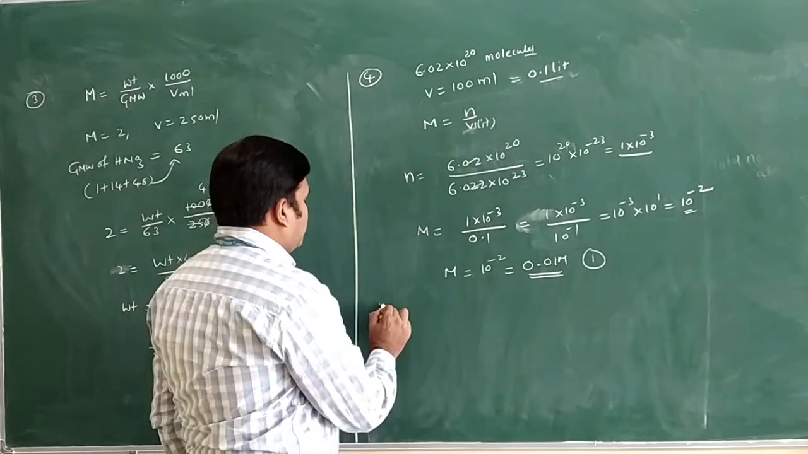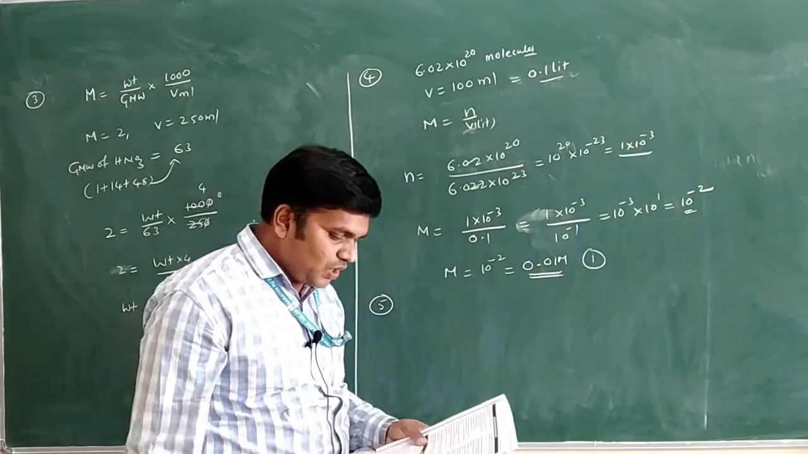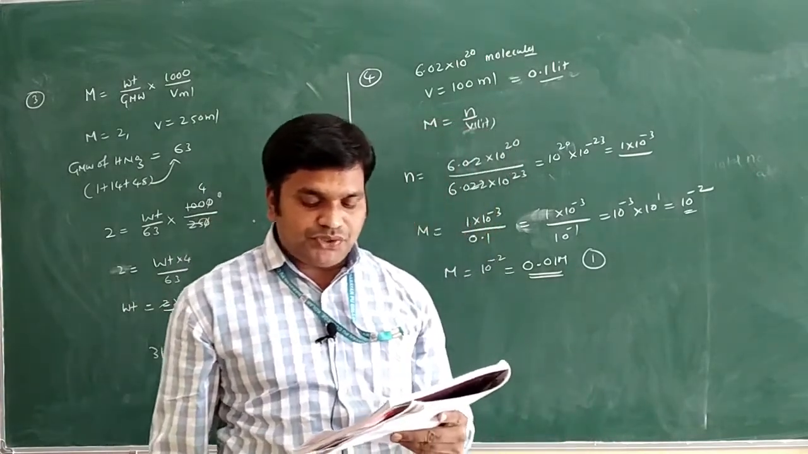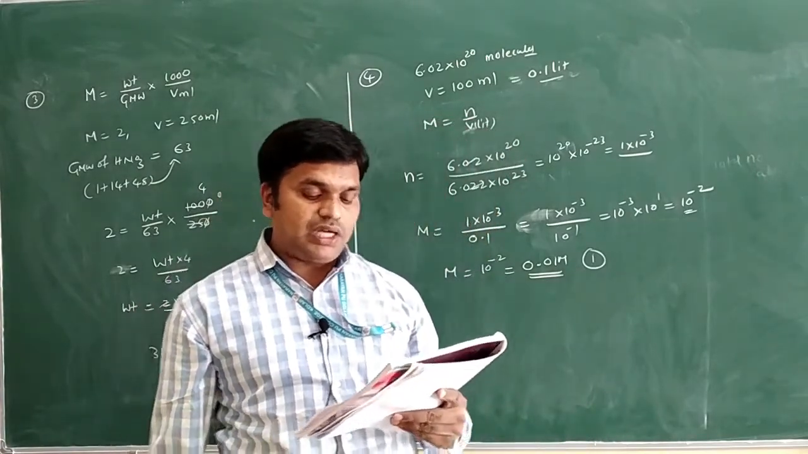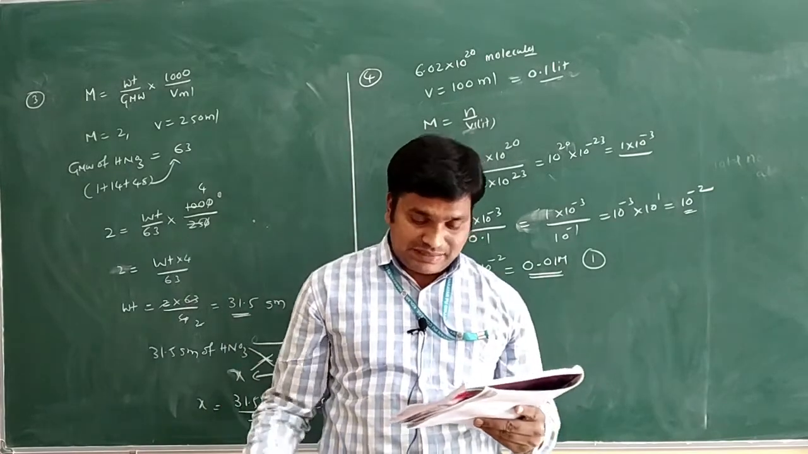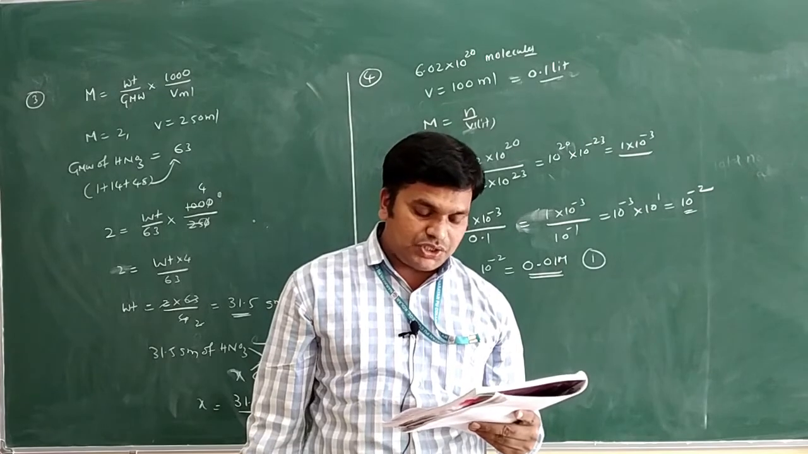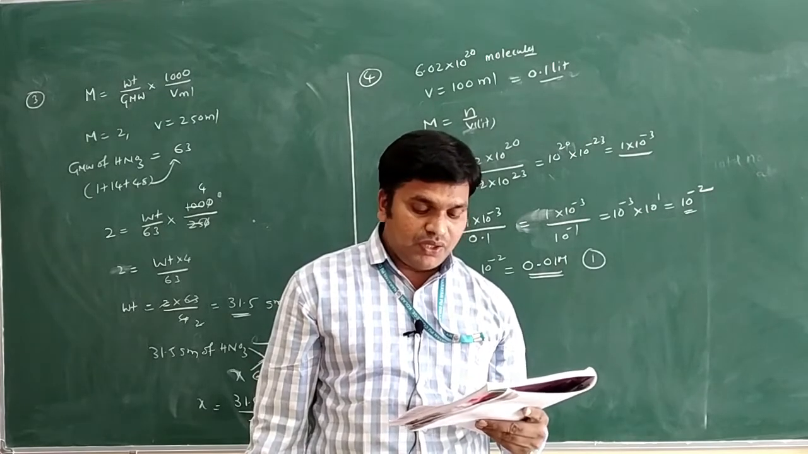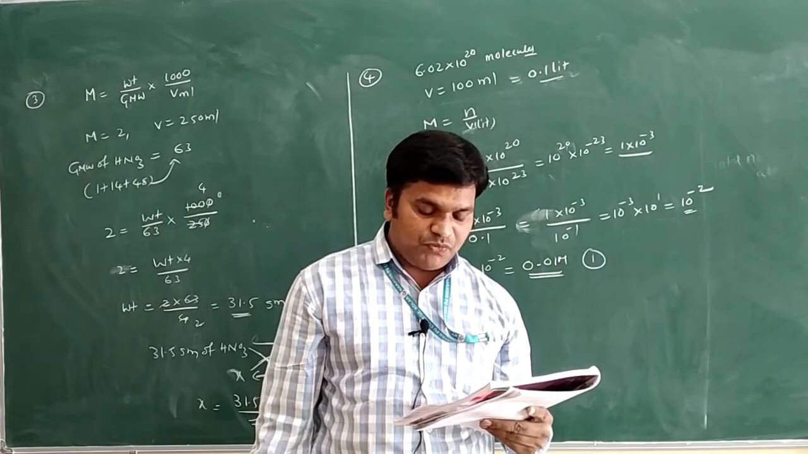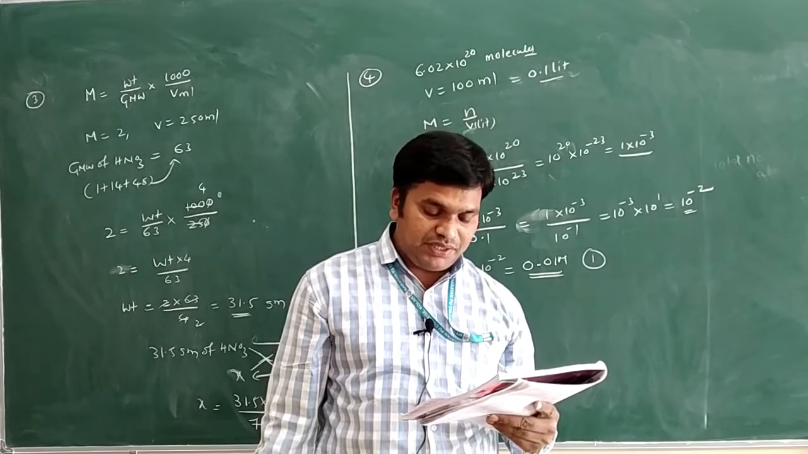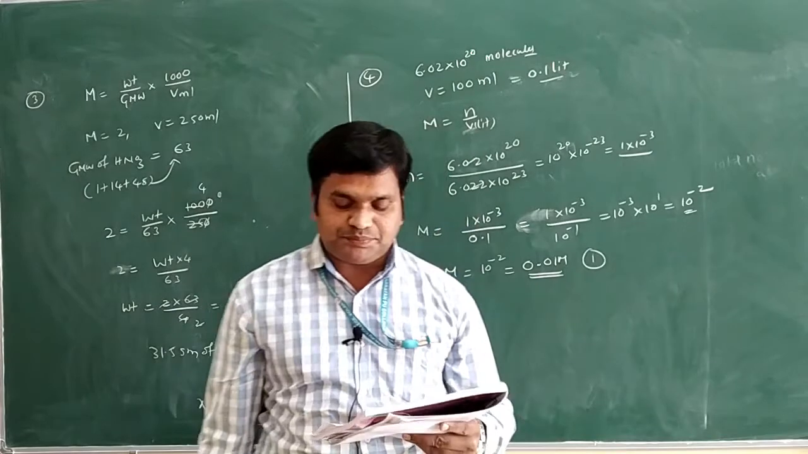Now see question number 5 we have. In an experiment, it is shown that 10 ml of 0.05 molar solution of chloride requires 10 ml of 0.1 molar solution of AgNO3. Which of the following will be the formula of the chloride? X stands for the symbol of the element other than chlorine.